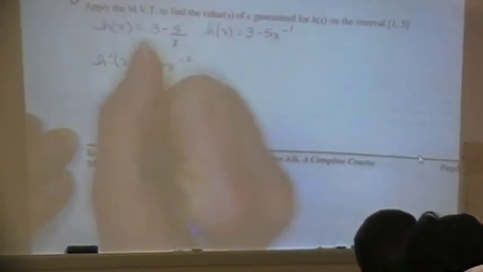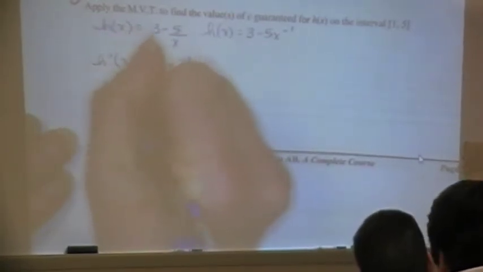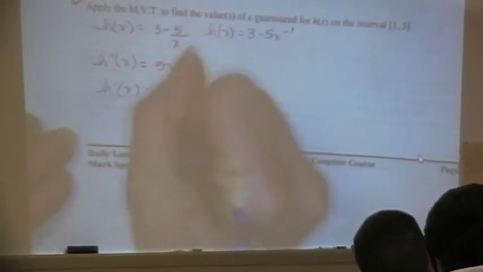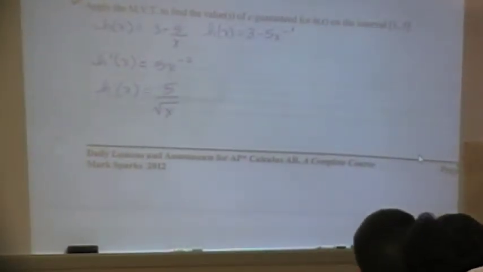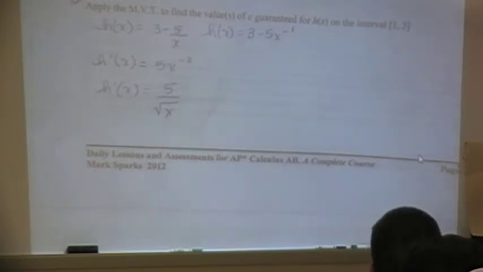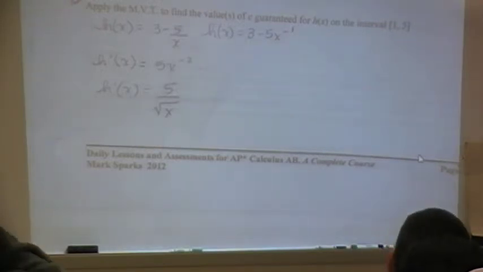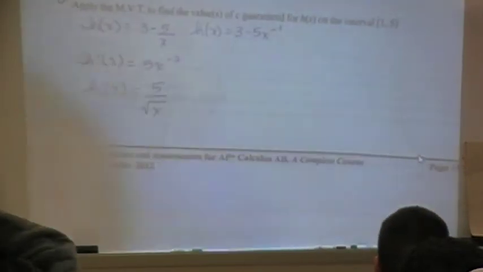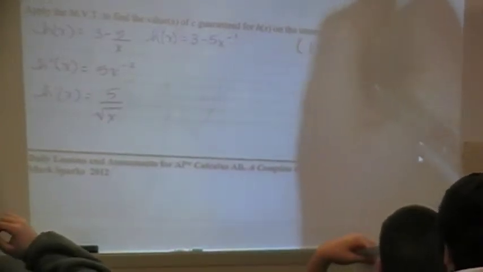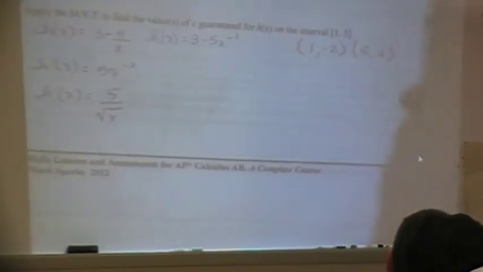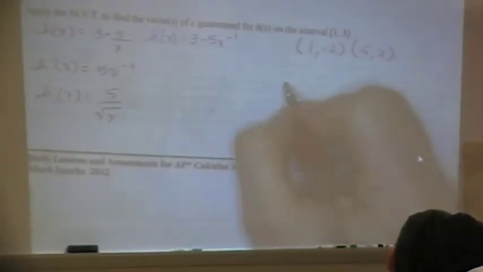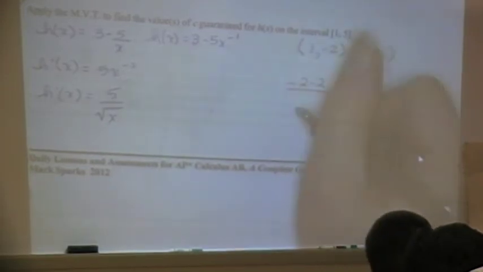So now it's 5 over x squared. Okay, so that's my derivative. Now, I need to figure out what it equals. It equals the average rate of change on the interval 1 to 5. So 1 is the ordered pair 1, negative 2, and 5 is the ordered pair 5, 2. Okay. So I'm going to do negative 2 minus 2 over 1 minus 5.